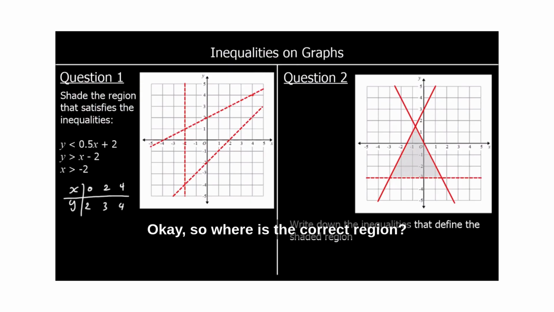Okay, so where is the correct region? So y is less than half x plus 2. So that's underneath the line. Y is less than means go down. Y is bigger than x minus 2. So that means go up. And x is bigger than negative 2. So x is bigger on the right. We go right for x is bigger. So our region is this.